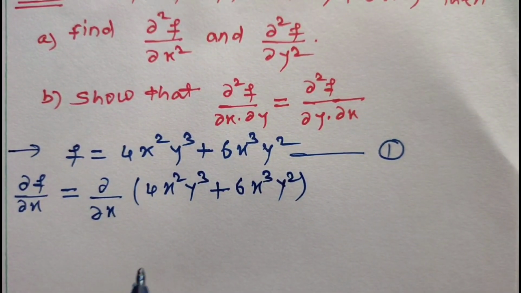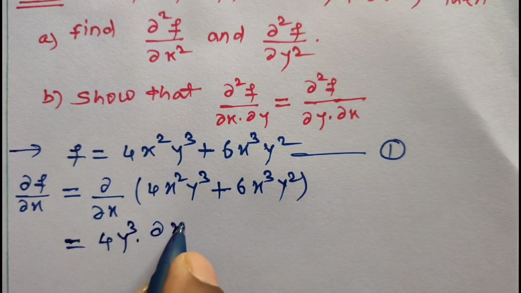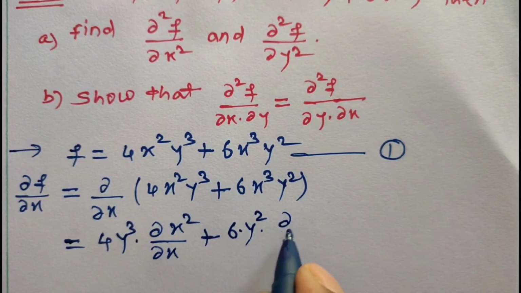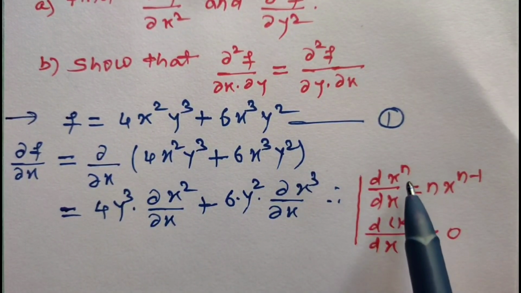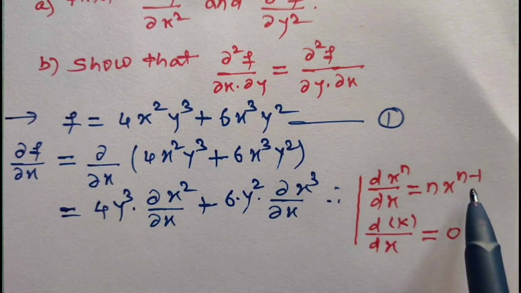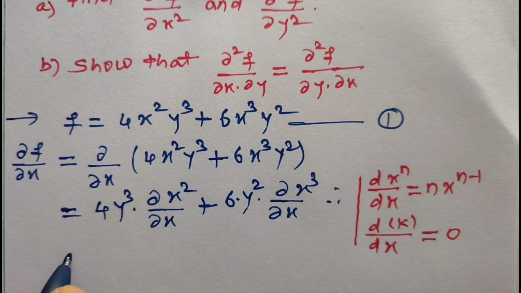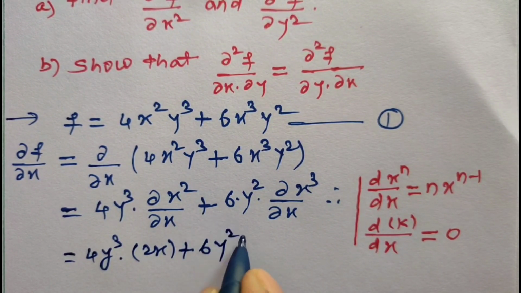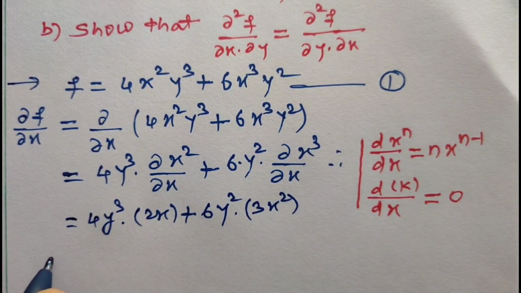Now separately apply the partial differential operator on each term. Here 4 into y cubed becomes a constant coefficient, and then the partial derivative of x squared with respect to x, plus 6y squared is a constant coefficient, then partially differentiate x cubed with respect to x. Since we know the formula, the derivative of x to the power n with respect to x is n into x to the power n minus 1, and the derivative of a constant k with respect to x is equal to 0. So this is equal to 4y cubed, the derivative of x squared will be 2x, plus 6y squared, the derivative of x cubed is 3x squared. Simplify this and get the partial derivative of f with respect to x.